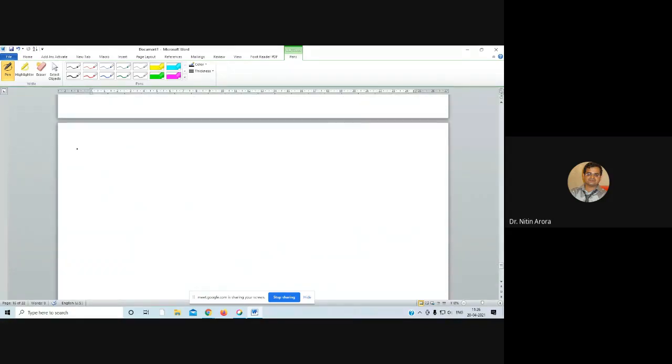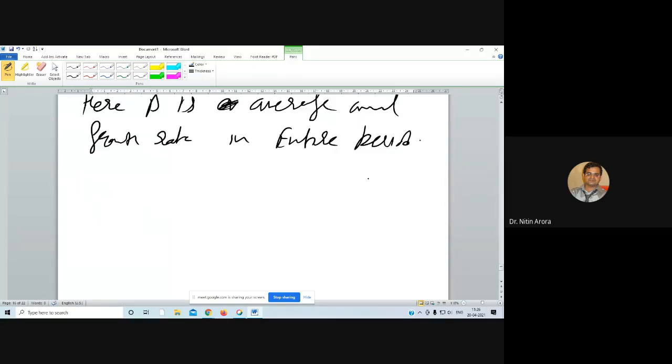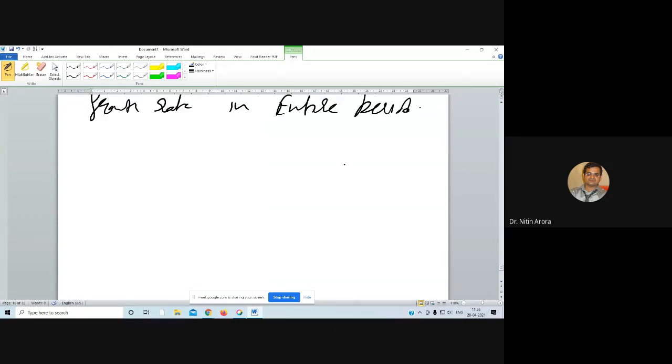Now here beta cap is the average annual growth rate in the entire period. Suppose I want to see what the growth rates are in three sub periods. Then I will be estimating a piecewise regression line to see the growth rates in three sub periods.